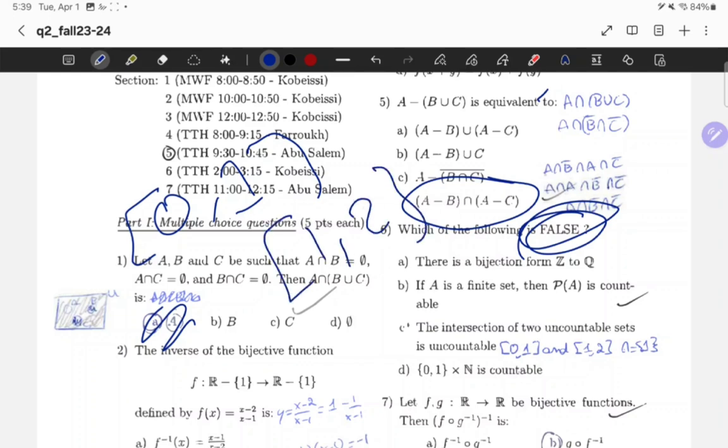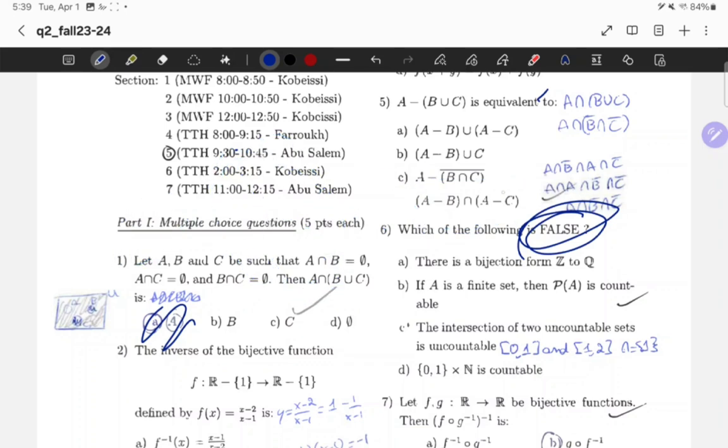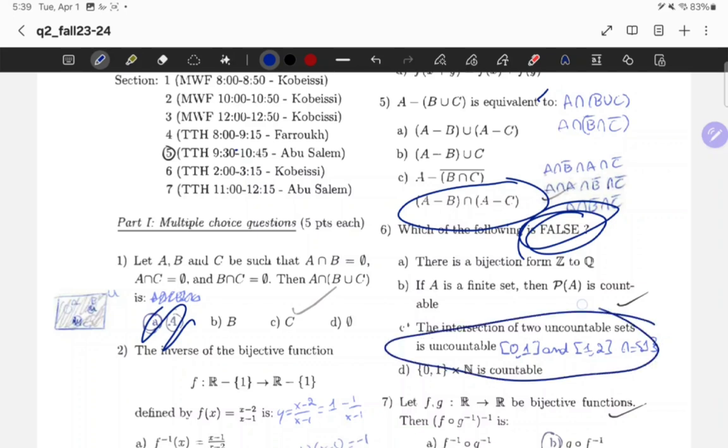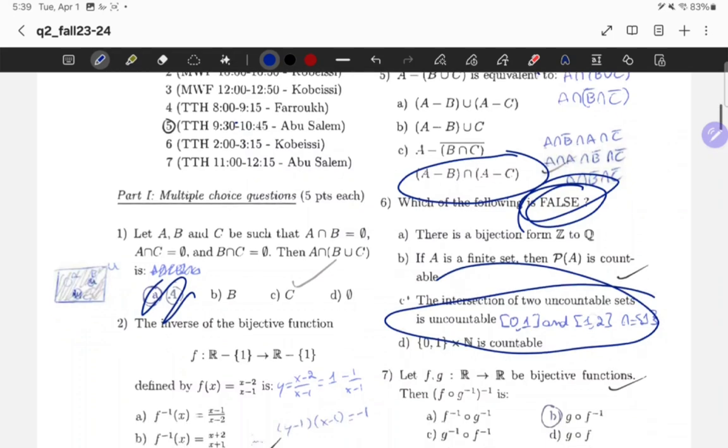We can do this, right? Because both of them are uncountable, and their intersection is 1, which is countable. We're looking for something such that their intersection is finite. That would have been a good example for two uncountable sets such that their intersection is countable and finite. So yeah, this is the answer.